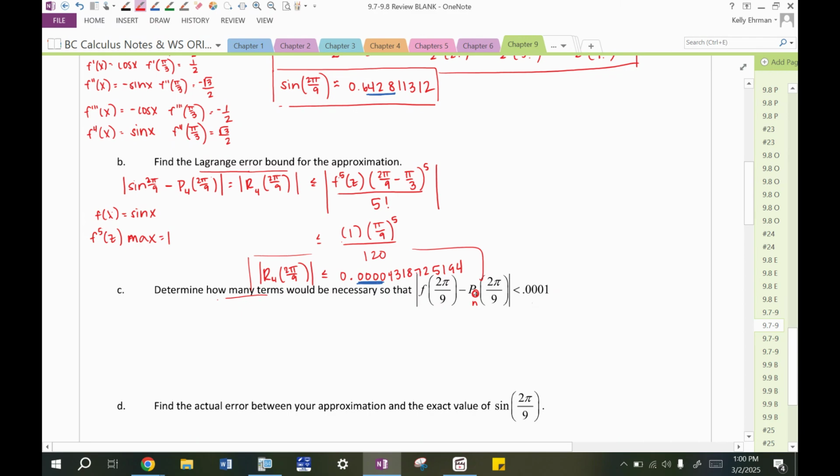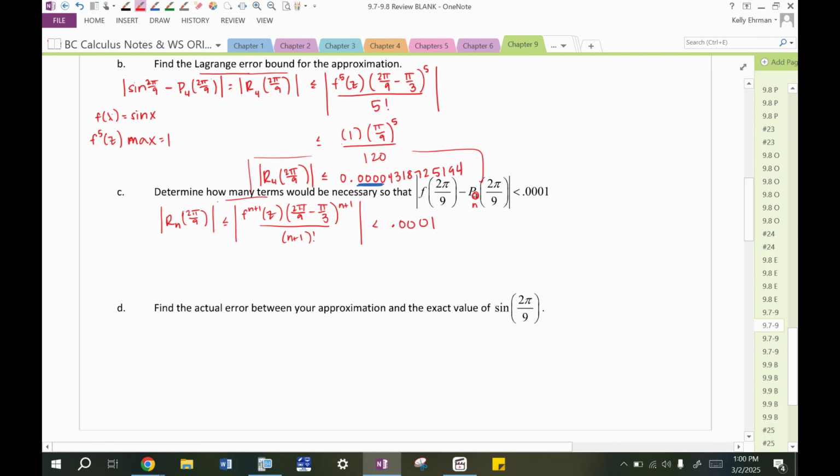Okay, so what do we do for this? We're trying to find some sort of remainder for some degree polynomial. We don't know the degree or the order. When we evaluate at 2 pi over 9, we know that that should be less than or equal to the n plus 1 term at z times 2 pi over 9 minus pi over 3 to the n plus 1 power over n plus 1 factorial. And we're trying to keep this less than 0.0001.